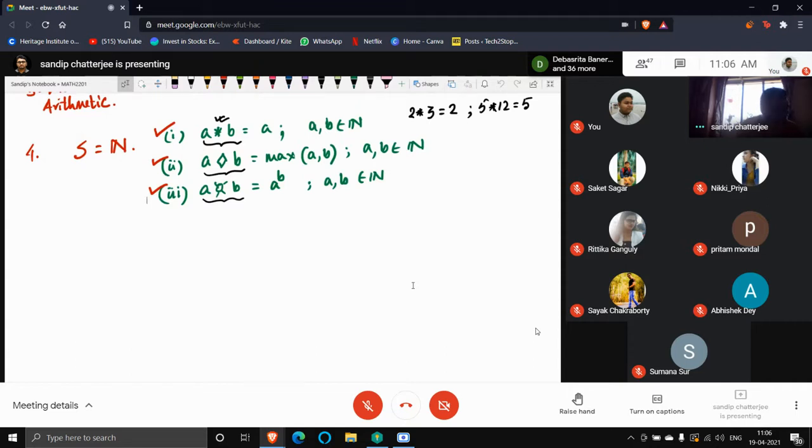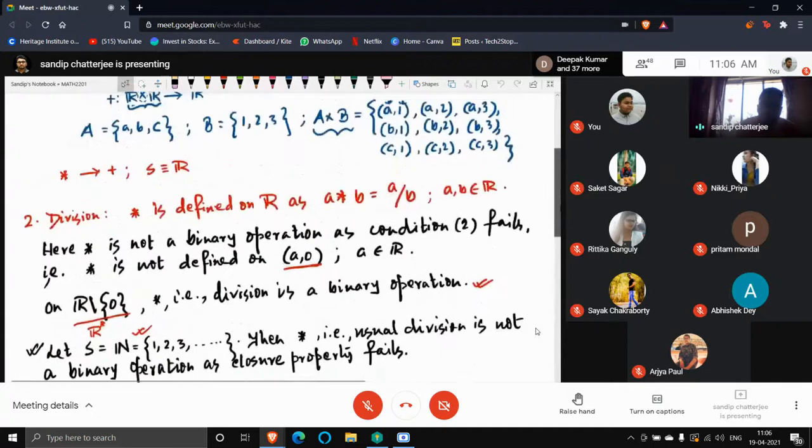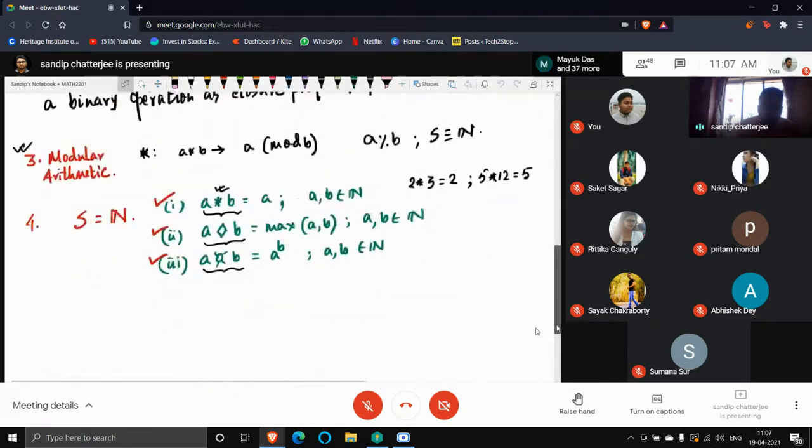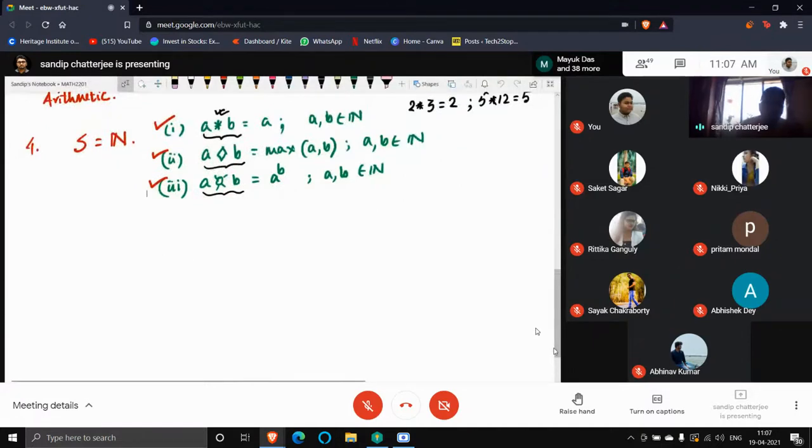Okay, anyway, there have to be three characteristics that should be there if we have to call a mathematical operation a binary operation. The three characteristics are uniqueness, well-definedness, and closure property. On the basis of these three, we discussed in our previous class that these three operations, as you can see on the screen, are binary operations.